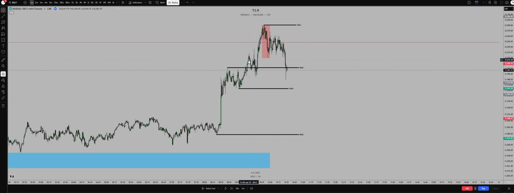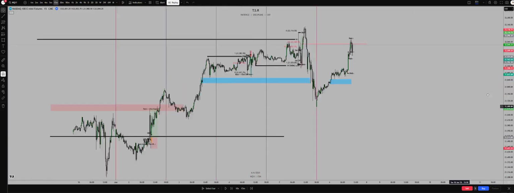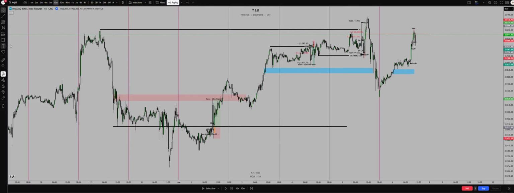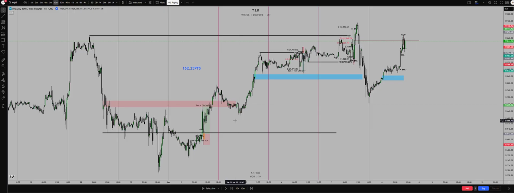It looks like, let's actually get the recap here. Let's jump to a 15-minute chart. So on the Monday, trade taken. This was 162.25 points. Trade taken long. Tuesday, no trade taken on Tuesday.